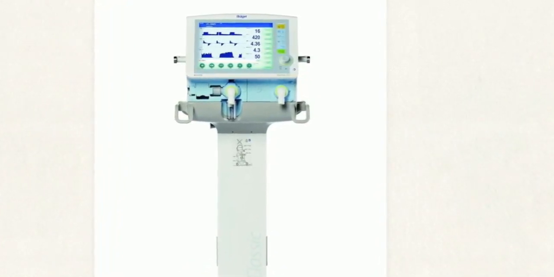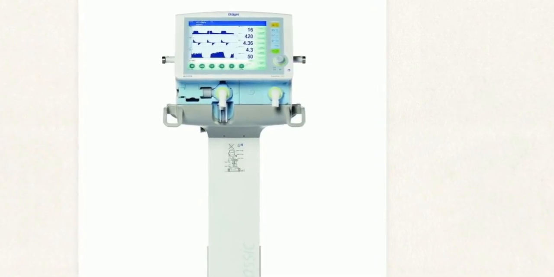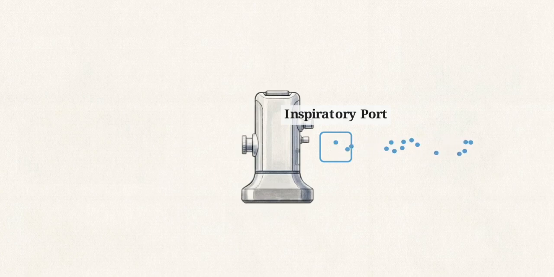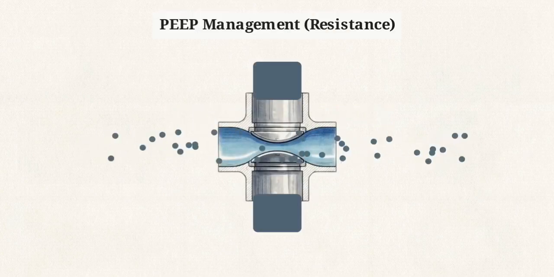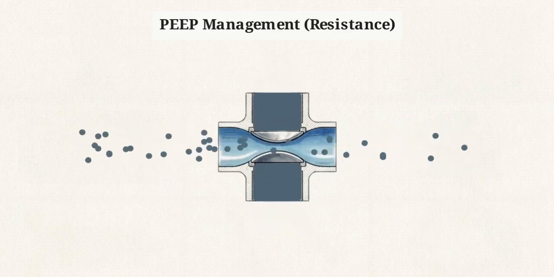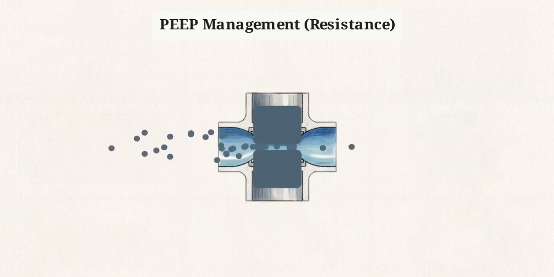On the right side of this central panel, we locate the inspiratory limb port. This port drives the precise, pressurized mixture of air and oxygen out of the machine and toward the patient. On the opposite side sits the expiratory limb port. This port manages the return flow of waste gas. It utilizes highly sensitive internal valves to strictly control exhalation resistance and maintain necessary pressure in the lungs.